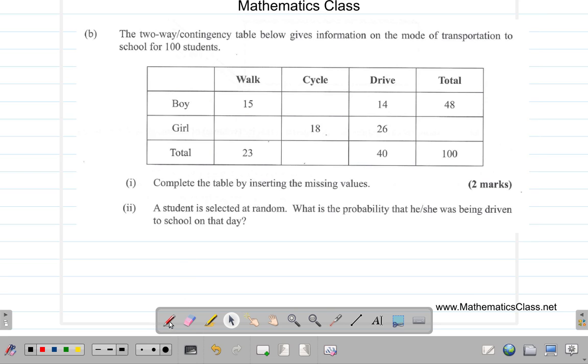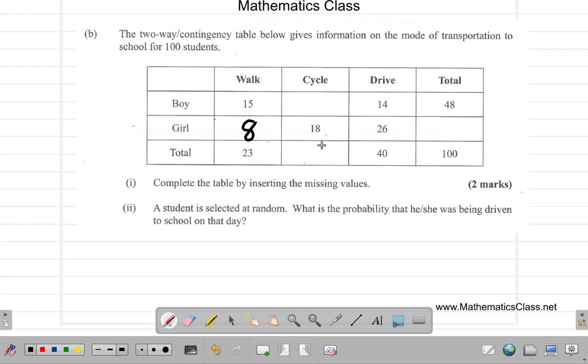So let me say so now. Boy, girl, total. Whatever, if you come here, it's going to be right here. It's going to be the total minus 15, 23 minus 15. That's how I know. 15, 16, 17, 18, 19, 20, 21, 22, 23. That's 8. So you have 8, that's all.